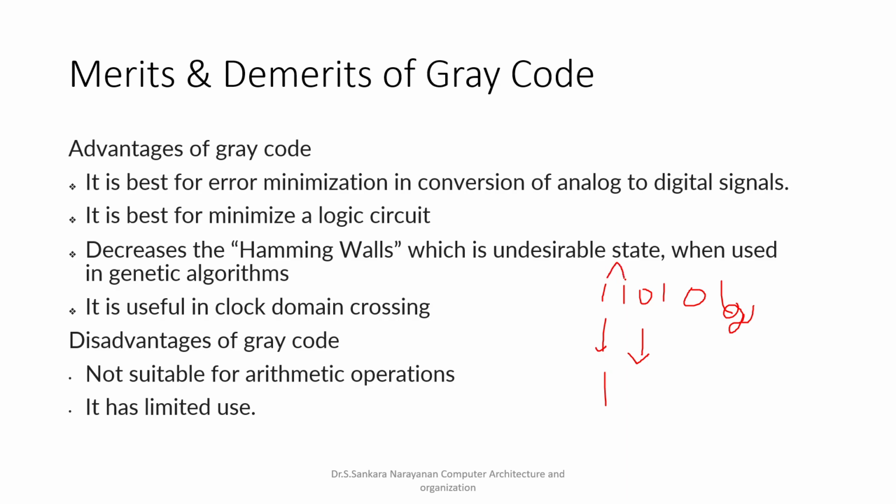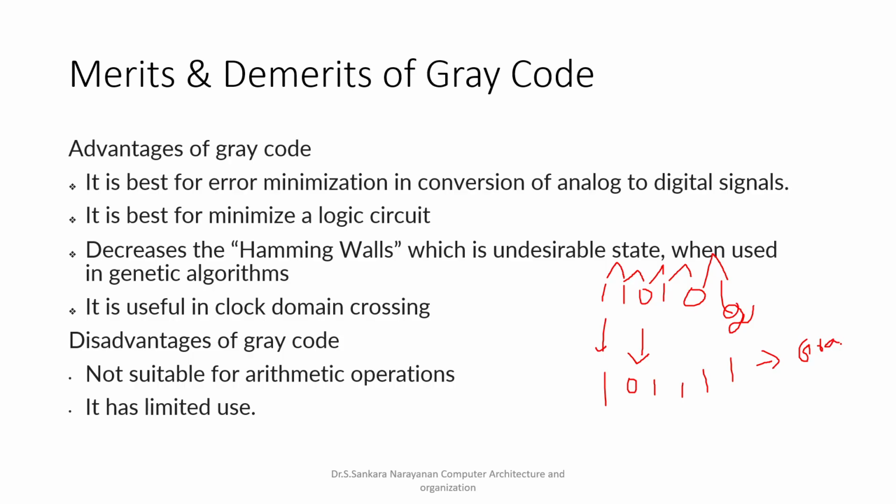Then 1 XOR 1 is 0. Then 1 XOR 0 is 1. 0 XOR 1 is 1. Then 1 XOR 0 is 1. Then 0 XOR 1 is 1. This is the equivalent gray code.